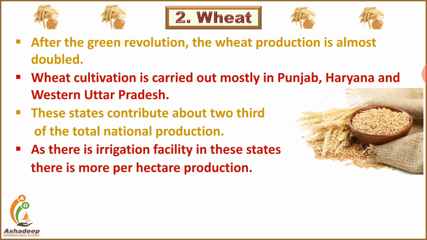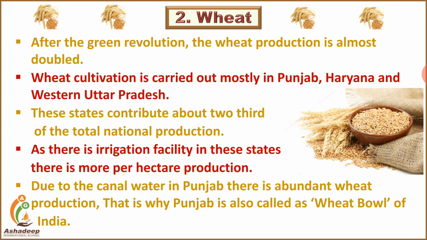Irrigation facilities are available, because at the time of the Green Revolution, major dam construction work was carried out in the northern part, and that is helping them to get a good crop of wheat. Due to the canal water in Punjab, there is abundant wheat production, and Punjab is called the wheat bowl of India. Okay, what is Punjab called? Wheat bowl. Why? It is the leading producer of wheat in the entire India, and that's why it is the wheat bowl of India in case of wheat production.